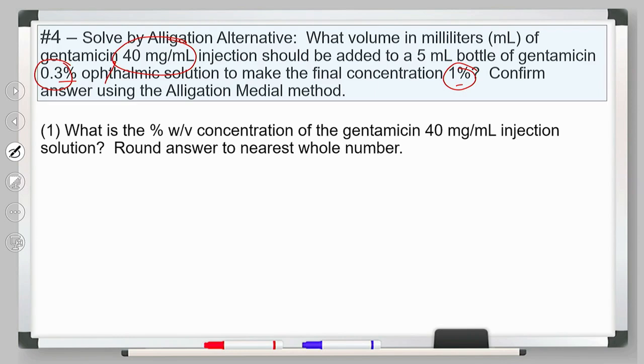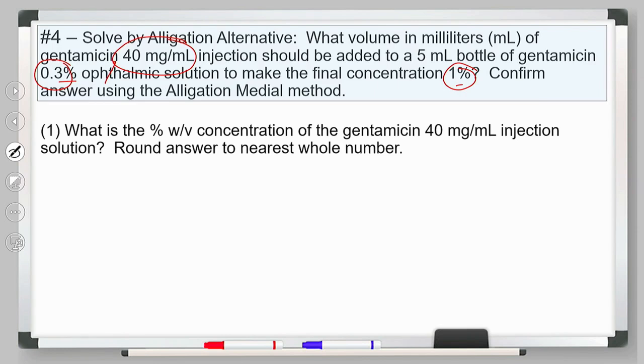So I'll give you some time for that. In a little bit, I'll show you what my percent concentration of gentamicin is, because you need that to be able to go in that. So really, set up 40 milligrams over milliliter. What are the units of a percent concentration now? Grams per what? 100 milliliters.